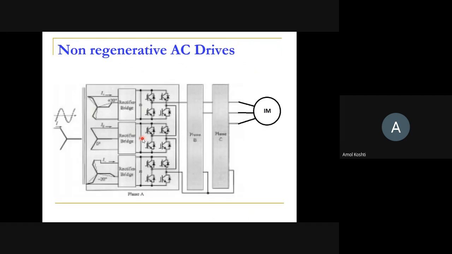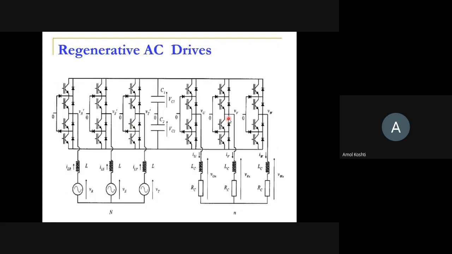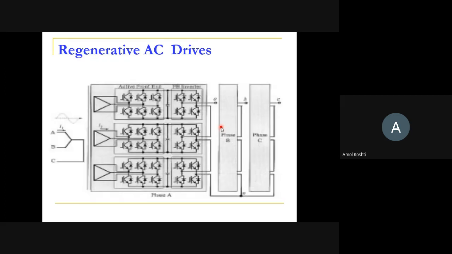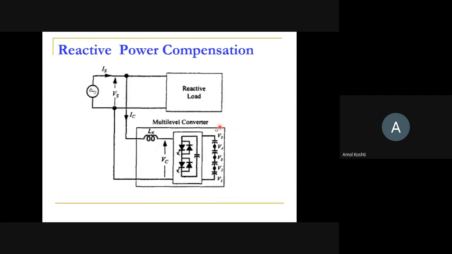Okay, so here if you see the cascaded H bridge, the conventional one which we have learned right now, that is incorporated here to drive this AC drive. It can be used in the non-regenerative AC drives. It can also be used in the regenerative AC drives. Okay, so after this, the most important or famous application of this multi-level inverter is for the reactive power compensation.